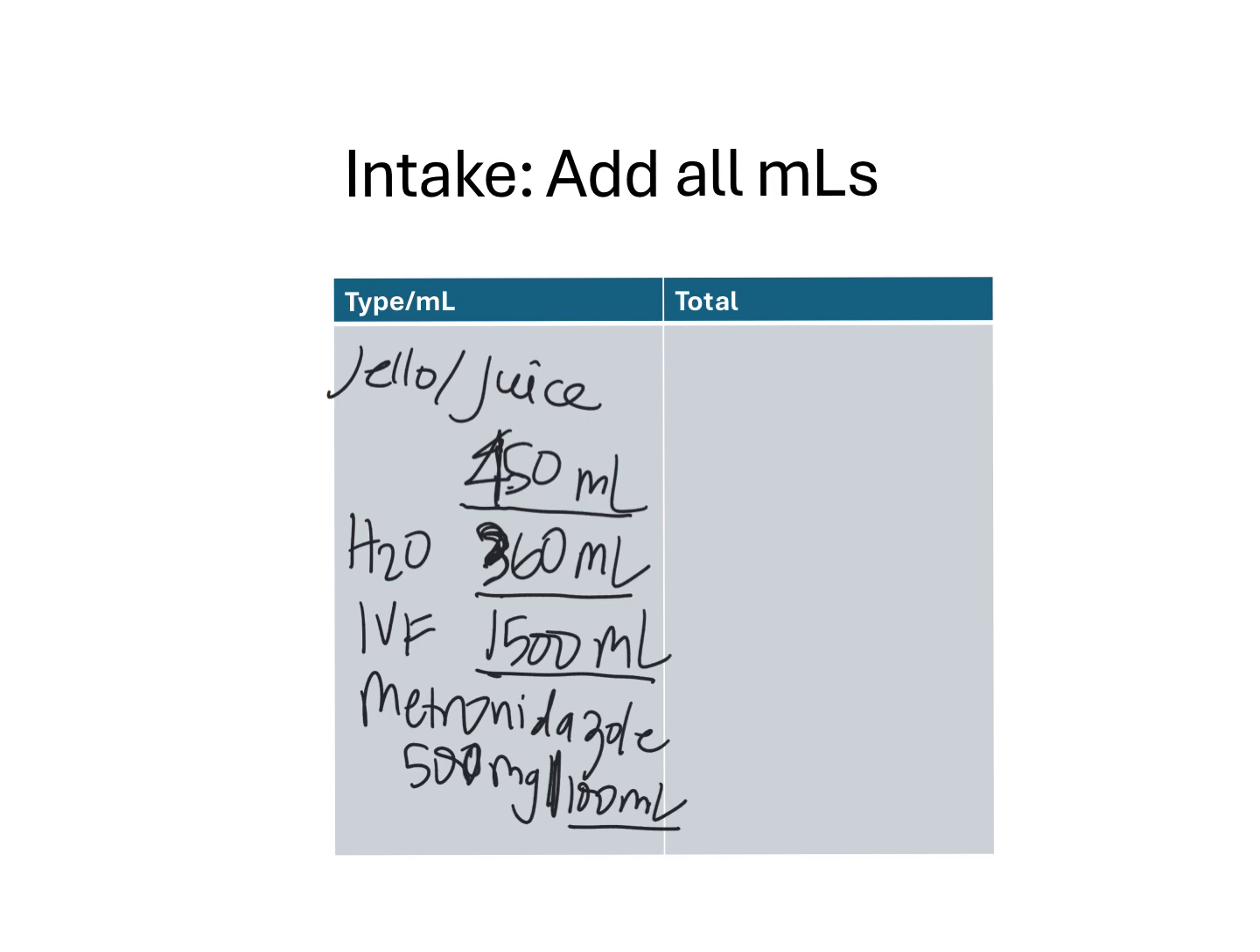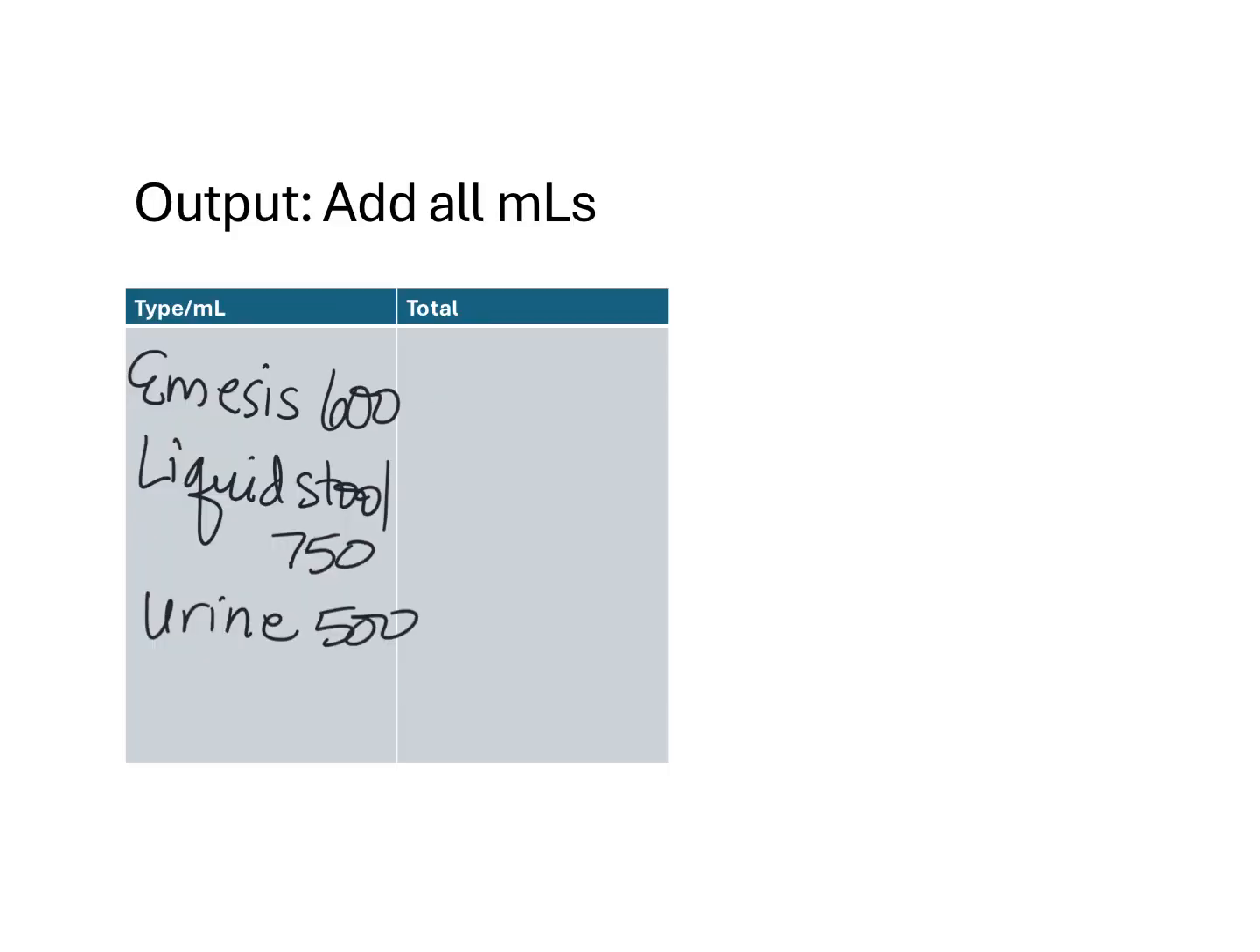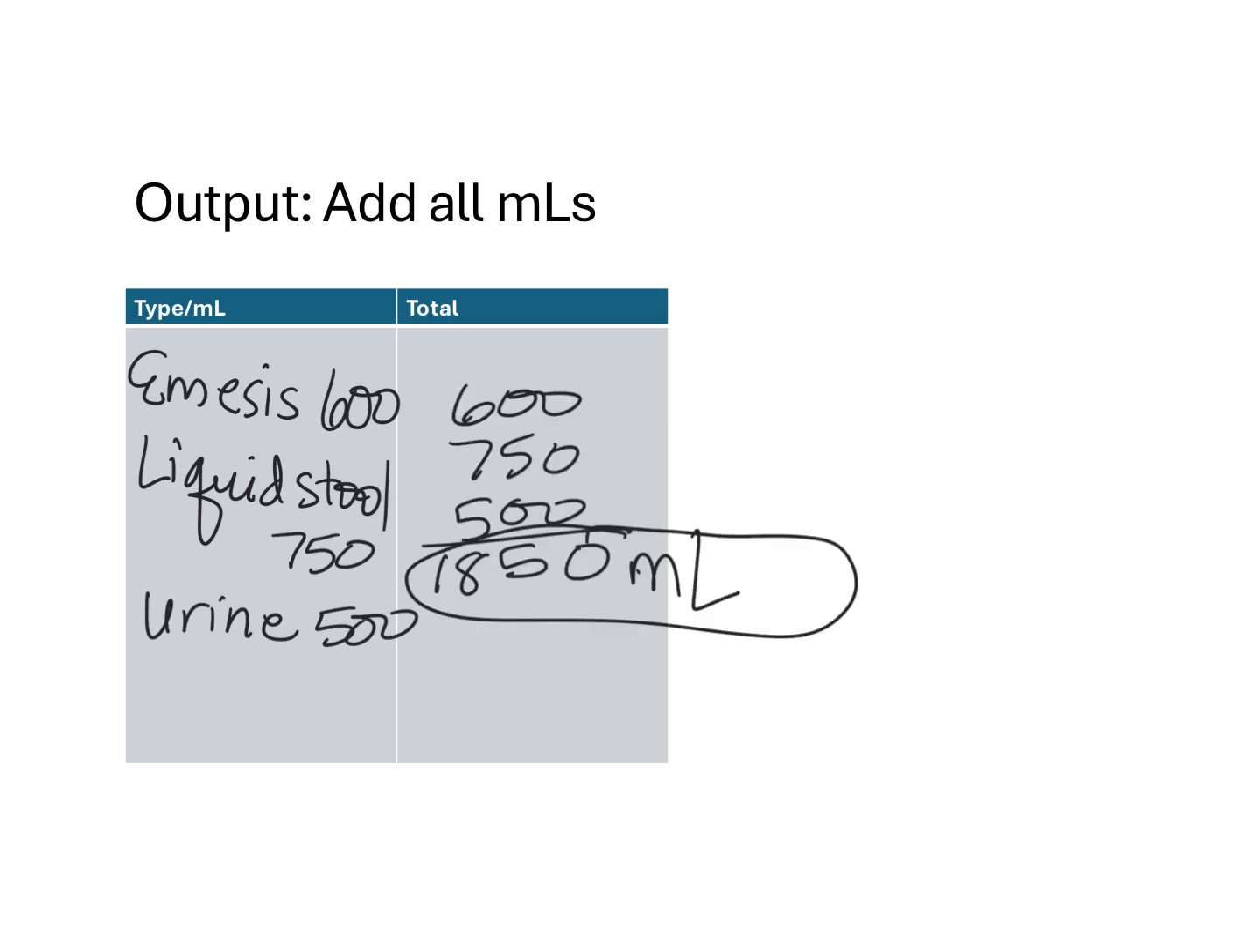So we add up all of our milliliters and go ahead and use your calculator for that. You can hit pause. I checked it twice to make sure I have the right answer for my own problem. I got 2,410 milliliters total for my intake. So output is pretty straightforward. We have anything that's liquid. So emesis, liquid stool, and urine. So we're just going to add these up. I just added these up and I got 1,850 milliliters.